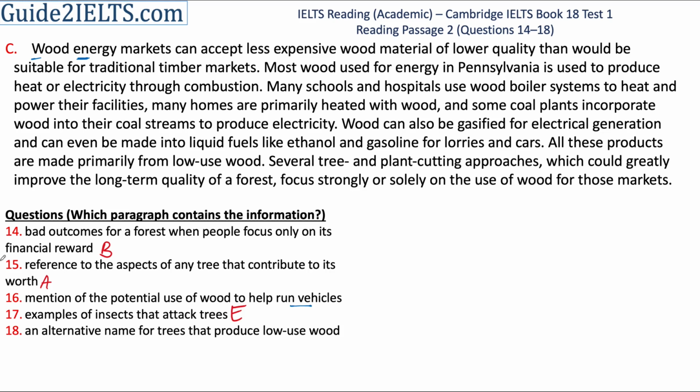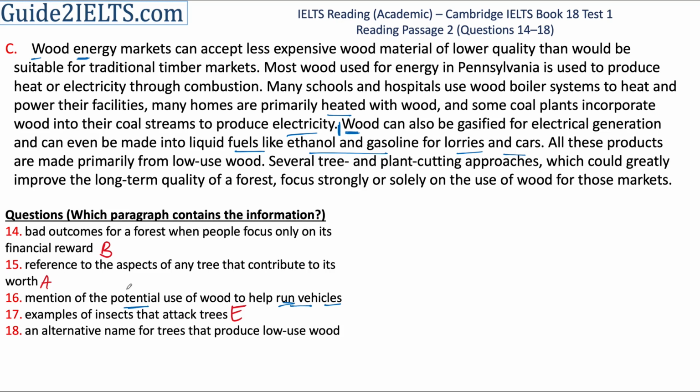So what I do is I quickly just look through this paragraph and I see quite a few words which catch my attention. Lorries, cars, that is vehicles, gasoline and ethanol are mentioned, which are fuels which are used for running these vehicles. The first half of the paragraph, till electricity, talks about how this low quality wood is already being used for different purposes, for heating or producing electricity. From this point, wood can also be gasified.